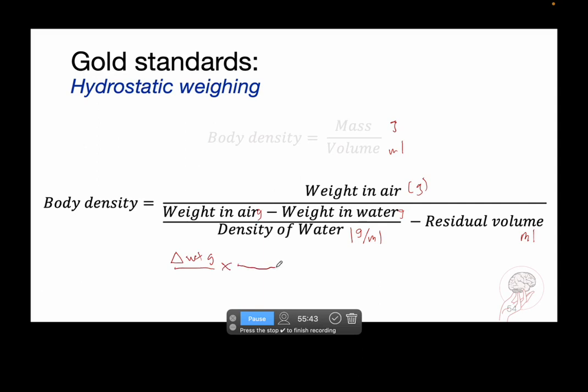So we can also describe that as gram per milliliter. Density of water is 1. So our grams cancel out. We get change in weight is now in milliliters. So now we can subtract residual volume, which is also in milliliters. So then we get weight in air, which is in grams, divided by the subtraction of the change in weight and residual volume in milliliters. And what do you know? Our units are density.